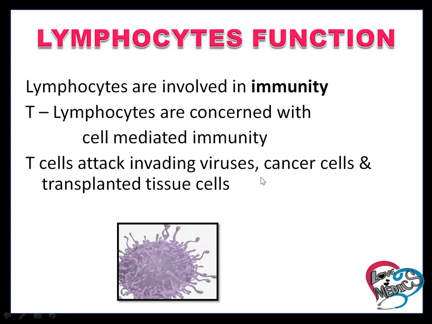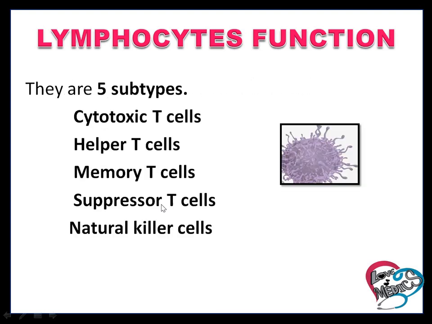So, the B cell gives the antibody-mediated immunity. Lymphocyte function: the lymphocyte is involved in immunity. So, the overall function of lymphocyte is immunity. But T cell is cell-mediated, B cell is antibody-mediated immunity. T cell attacks invading virus, cancer cells and transplanted tissue cells by sending the signal to another cell. T cells have 5 subtypes. They are cytotoxic T cell, helper T cell, memory T cell, suppressor T cell and natural killer cells.